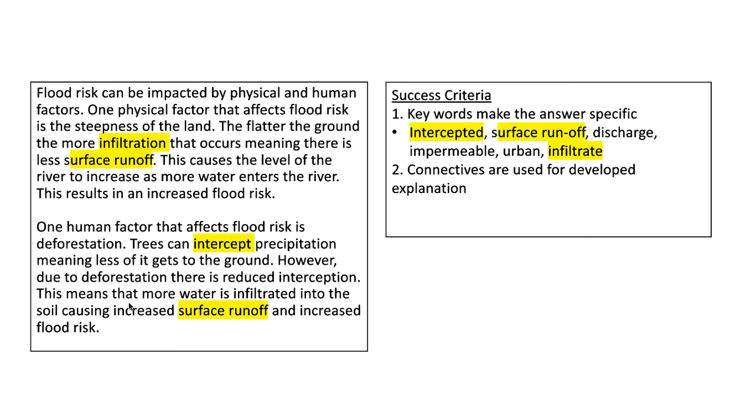The only bit that we need to change is this means that more water is infiltrated into the soil. Just get rid of that. However, due to deforestation, there is reduced interception, causing increased surface runoff and increased flood risk, and then it would be a 100% answer.